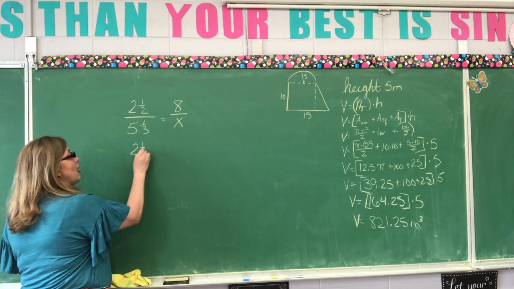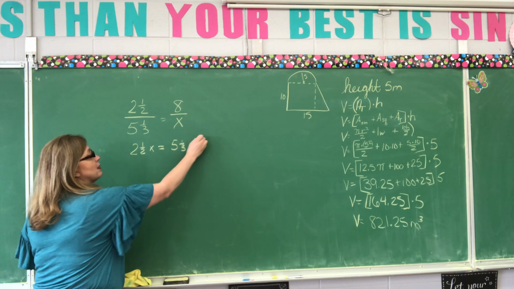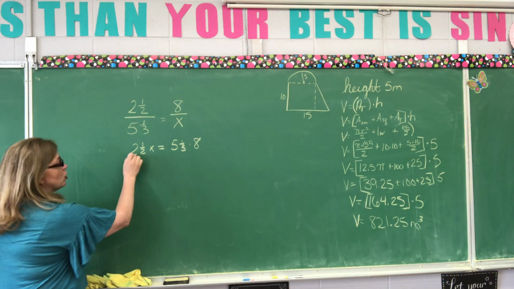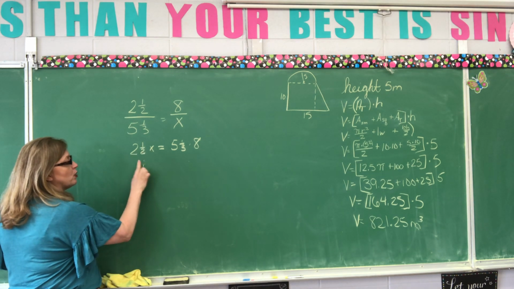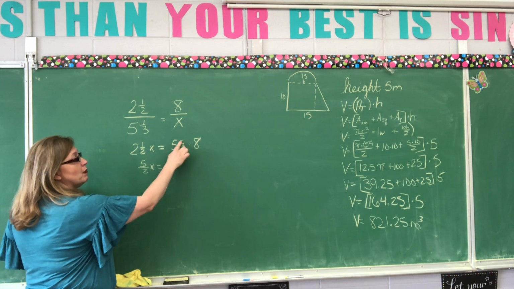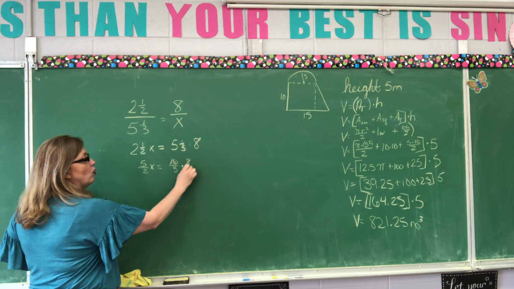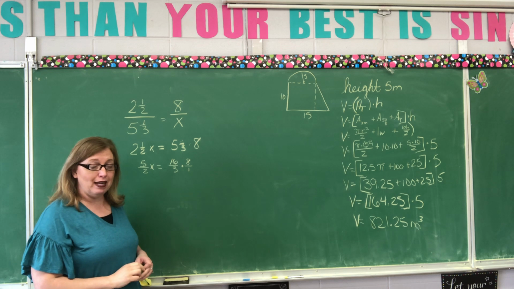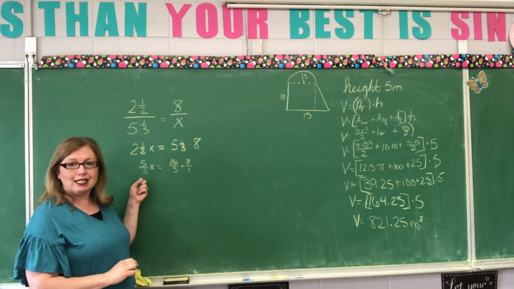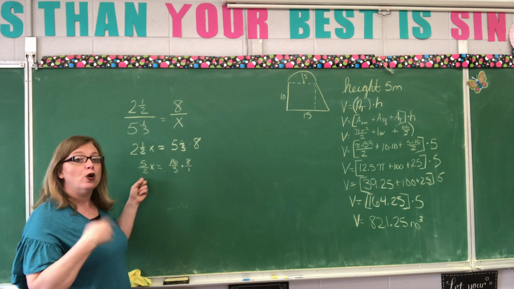Okay, so we have 2 1/2 x equals 5 1/3 times 8. What do I need to do? I need to make all of these improper. So 2 times 2 plus 1 is 5. 5 over 2 x equals, this is going to be 16 over 3 times 8 over 1. Okay, bear with me. Now, I need to get rid of this 5 over 2. It says to multiply. What am I going to do? I'm going to divide. When I divide, I'm going to use the reciprocal.